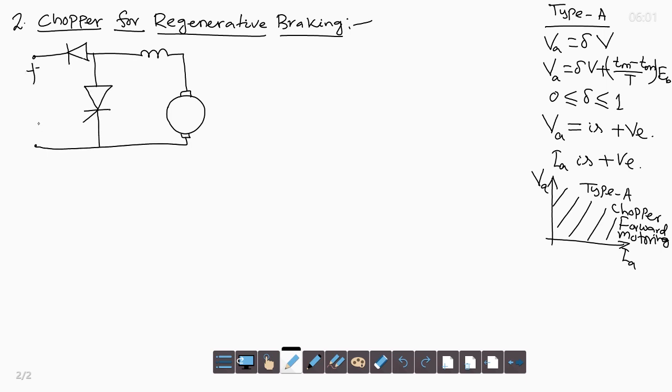So this is the chopper circuit. A voltage V is applied as shown, and this is the conventional motor current IA, positive motor current like this. This is the back EMF of the motor, and this is the total inductance of the circuit, including armature inductance and filter inductance, and this is the chopper.